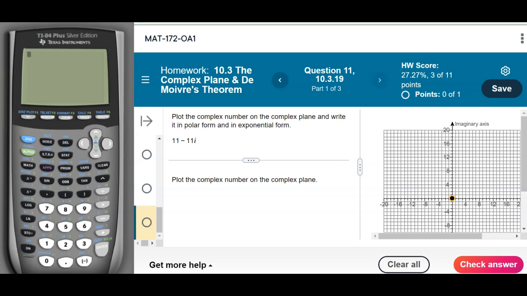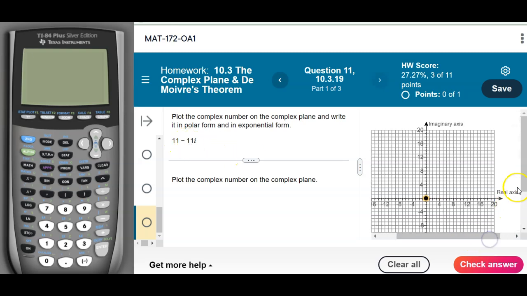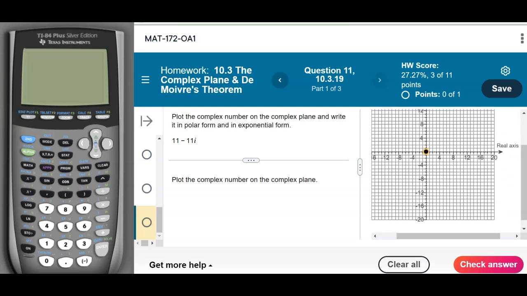Hey Tree class, let's look at how to plot these numbers in the complex plane and then switch them to polar form and then exponential form based on the rectangular form. So when I'm looking at this, I have to go 11 units in the real direction and negative 11 units in the imaginary direction. So that means I'm going to be down here in quadrant 4.